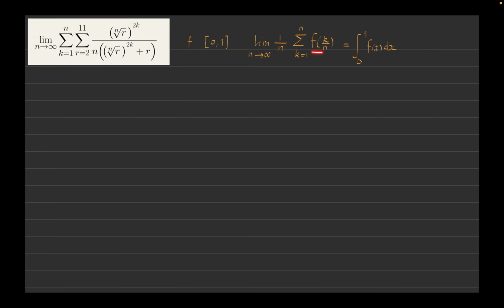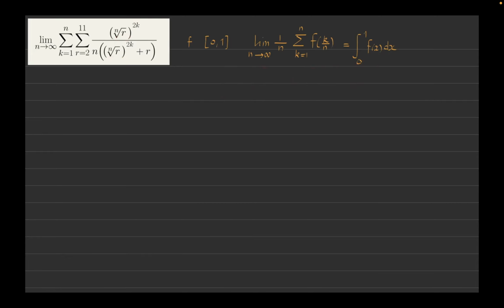Then I need a function which is a function of k over n, and a closer look at this expression will immediately reveal that that's also the case, because the nth root of r to the power of 2k in principle can be written as r to power 1 over n to power 2k, and then it becomes r to the power of 2k over n. So that is exactly the function of k over n, which appears both in the numerator and in the denominator.